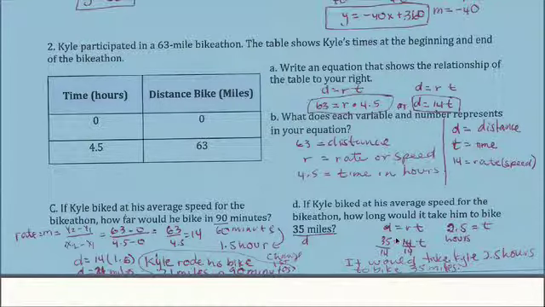This one here, write an equation to show the relationship of the table to the right. D is for distance, T is for time, R is for rate. So one way you can see this is the distance, 63. The time is 4.5. You can put that in. You can tell people what they are. Or you can find the rate. Here's how you find the rate.